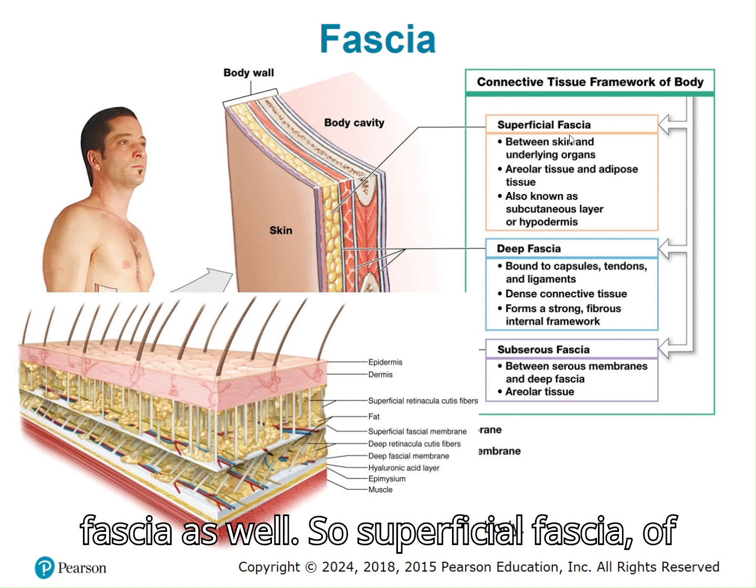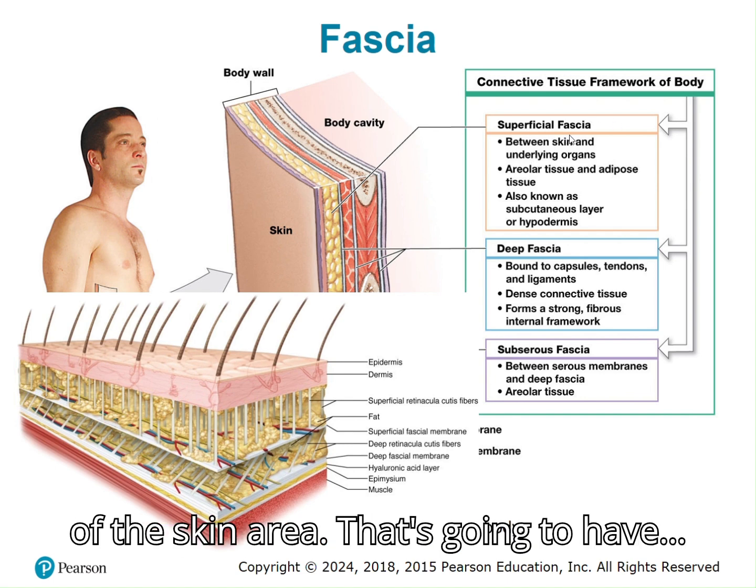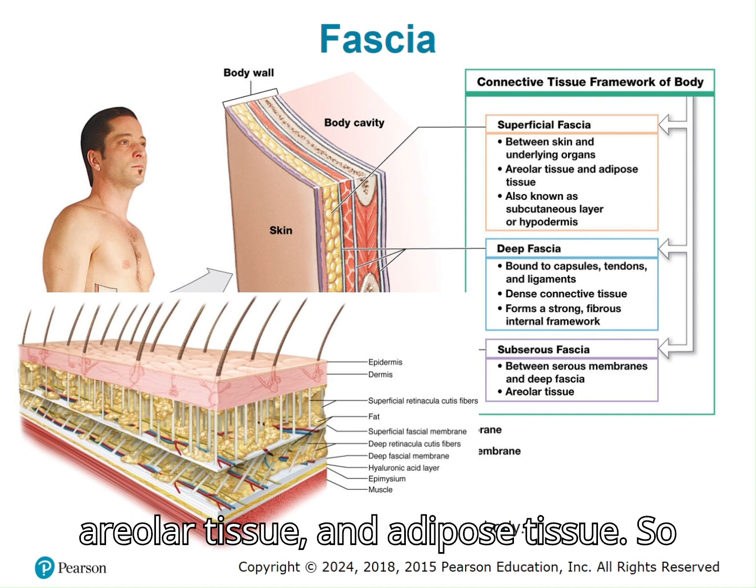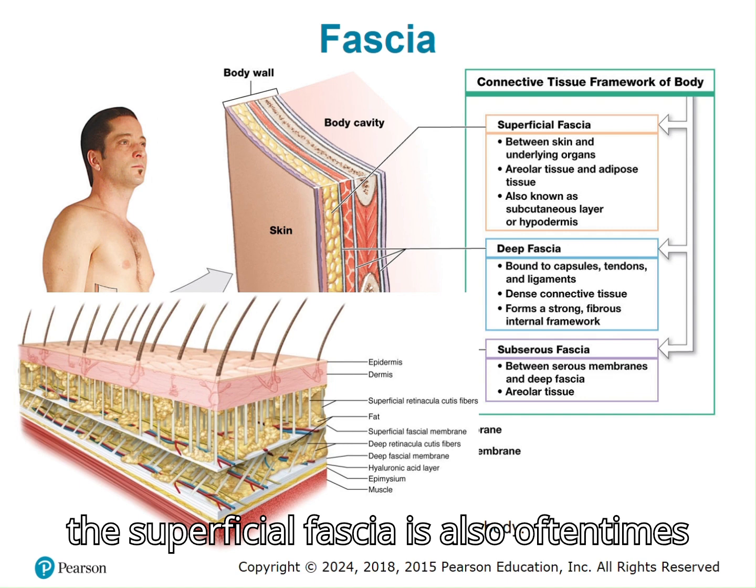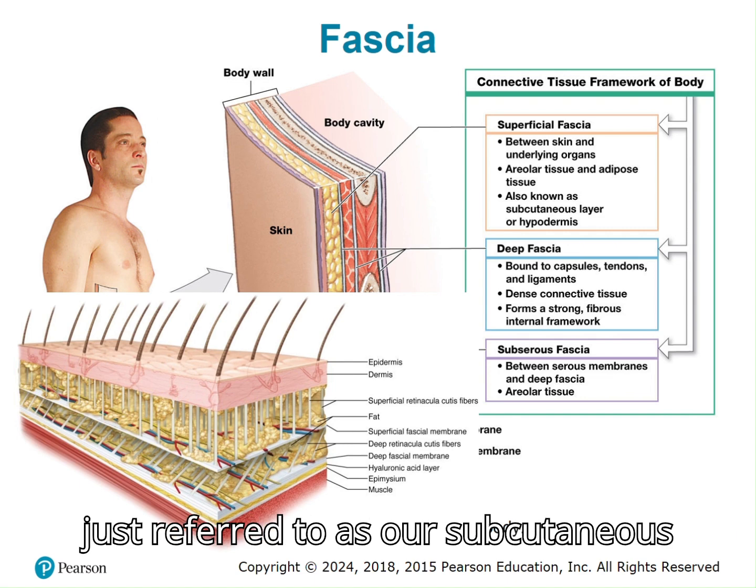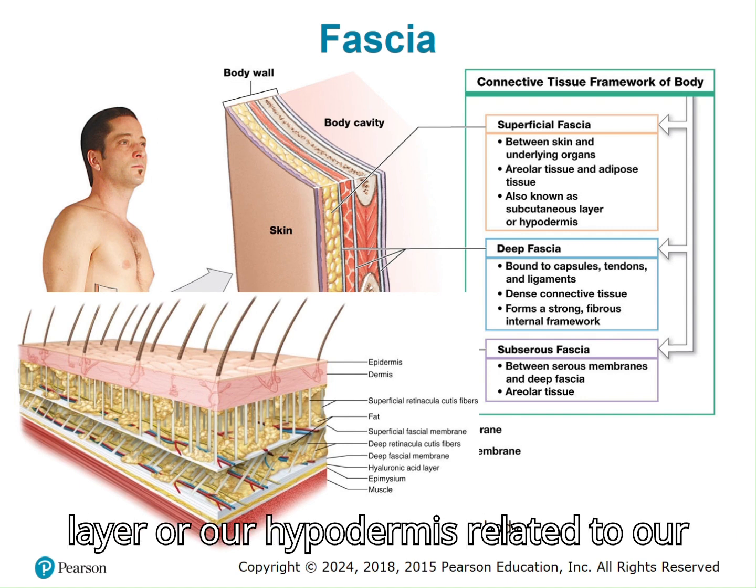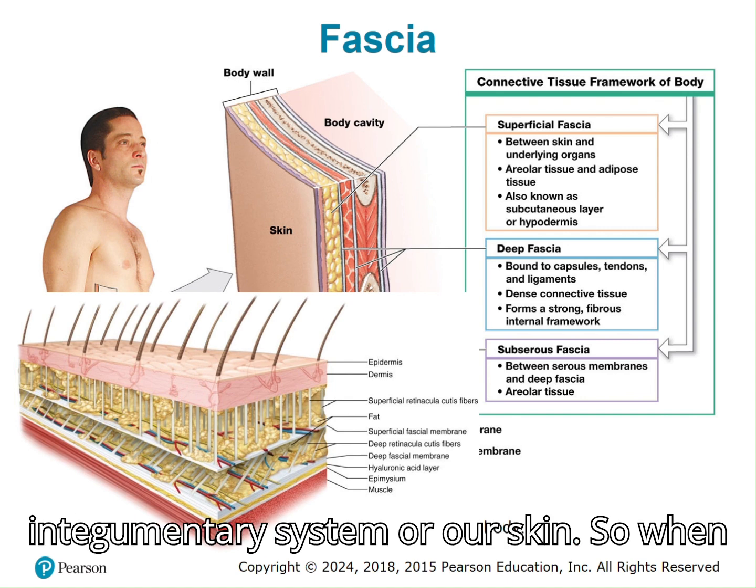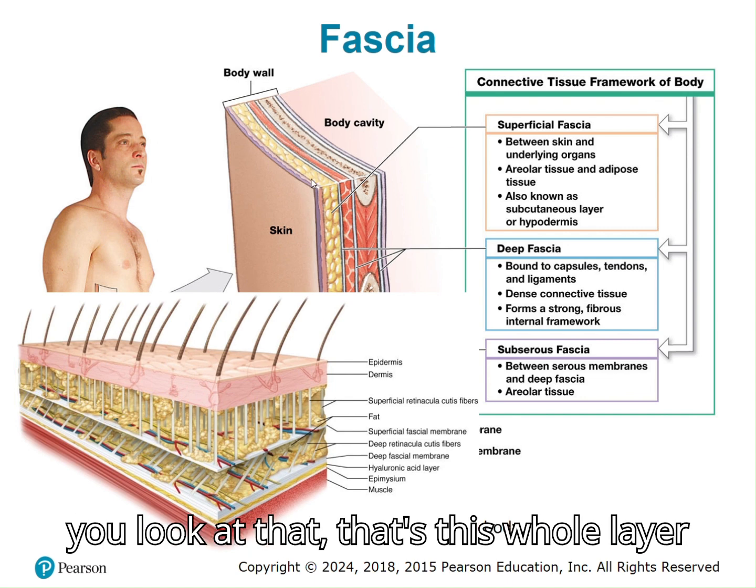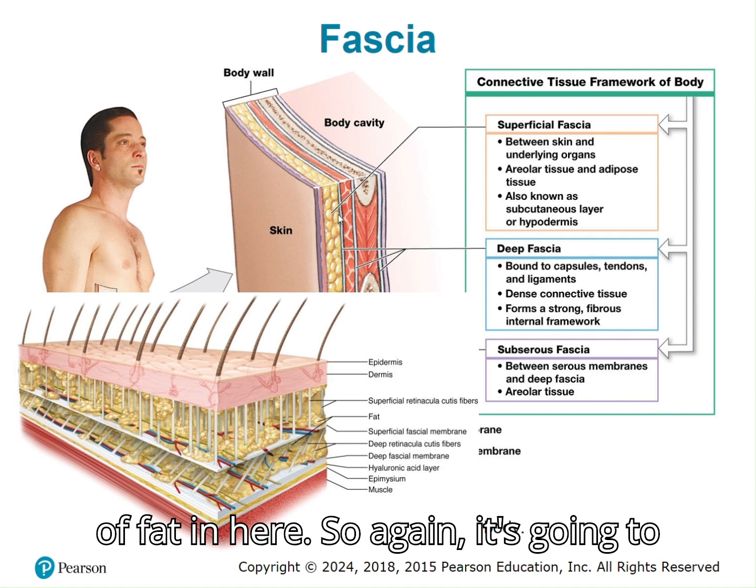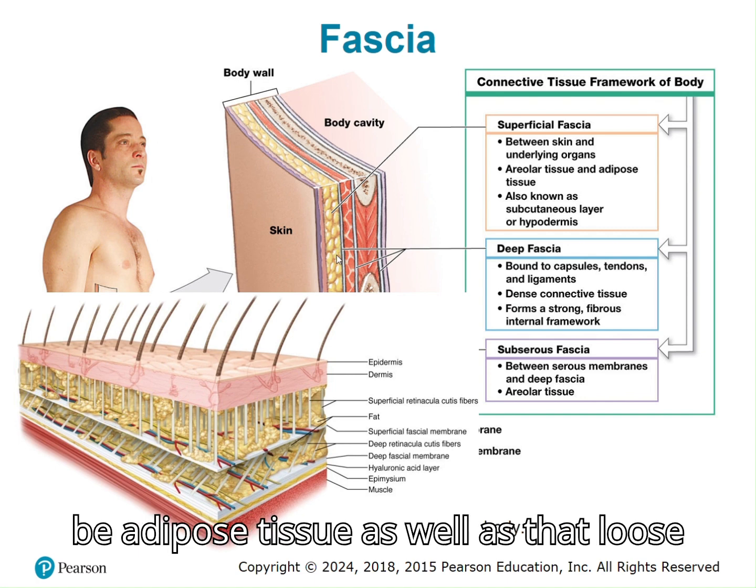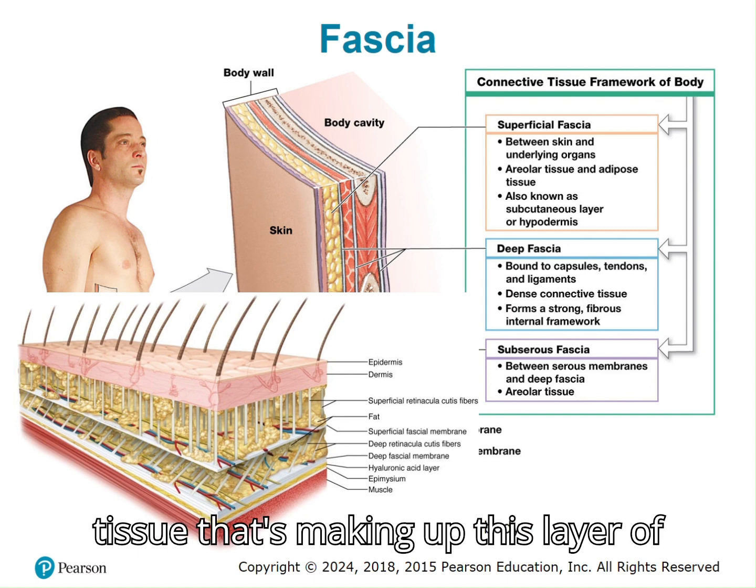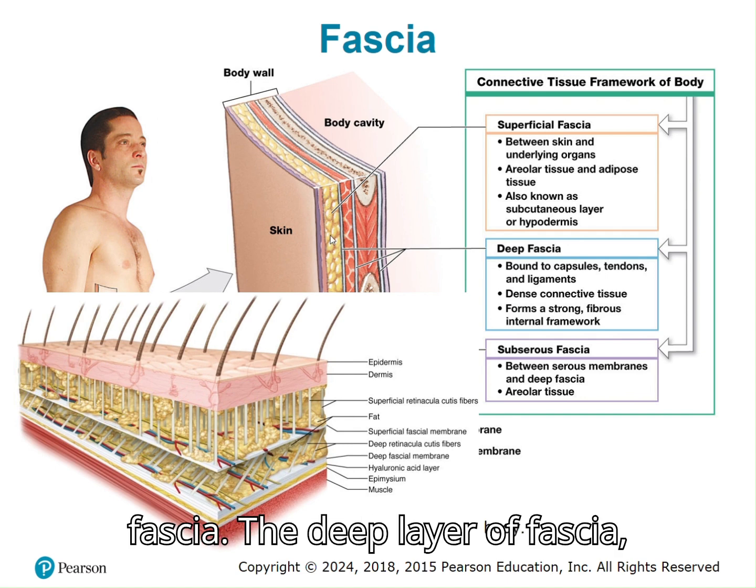So superficial fascia, of course, is going to be closer to the top of the skin area. That's going to have areolar tissue and adipose tissue. So the superficial fascia is also oftentimes just referred to as our subcutaneous layer or our hypodermis related to our integumentary system or our skin. So when you look at that, that's this whole layer of fat in here. So again, it's going to be adipose tissue as well as that loose connective tissue, which is the areolar tissue that's making up this layer of fascia.